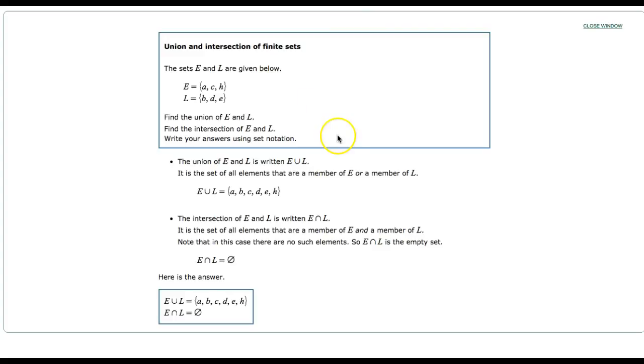So here we are. This is problem number 1 from the homework. There's a set, picture this in that Venn diagram: A, C, and H. Then overlap that, put your Venn diagram with your two circles. A, C, and H is going to be in the E, and then B, D, and E is going to be in the L. And there is no overlap. That's why the intersection here is empty. And then, of course, the union is everything.